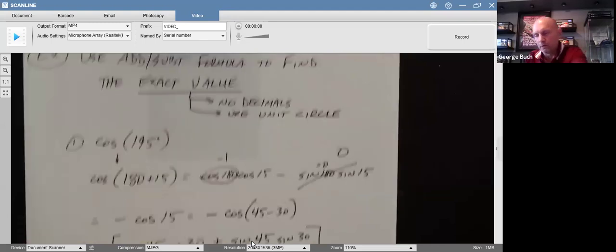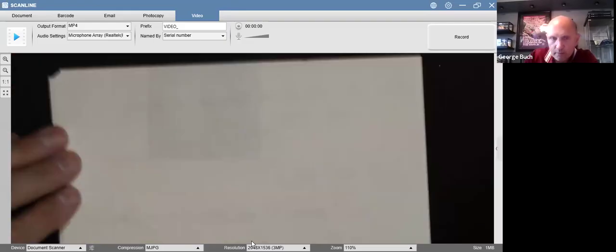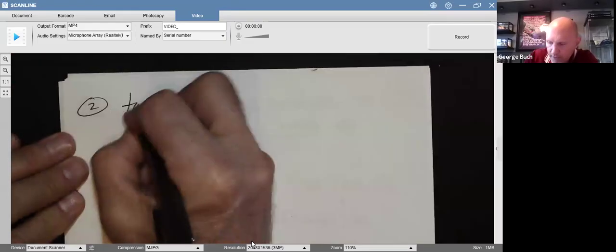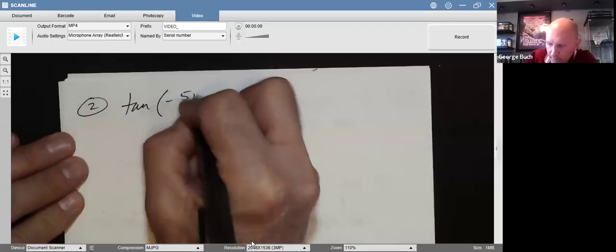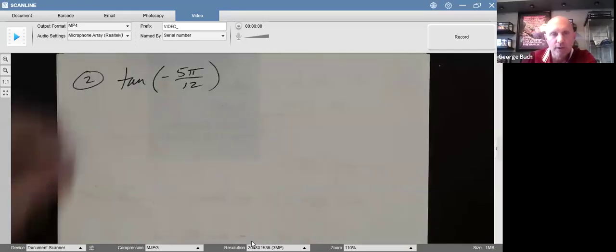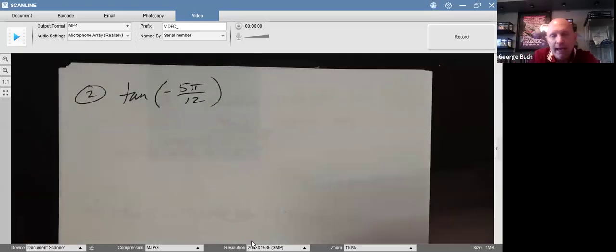All right, second one. Let's do tangent of negative 5 pi over 12. So we have a bunch of different ways we could go about this. I'm going to show you what I recommend doing. You certainly don't have to do it because, again, you could add and subtract different values that are going to get you to negative 5 pi over 12.